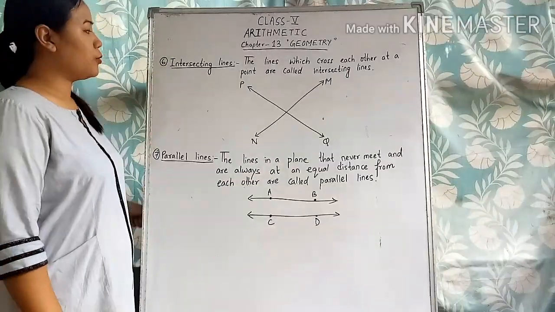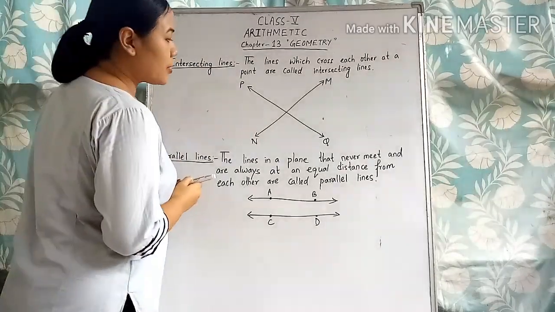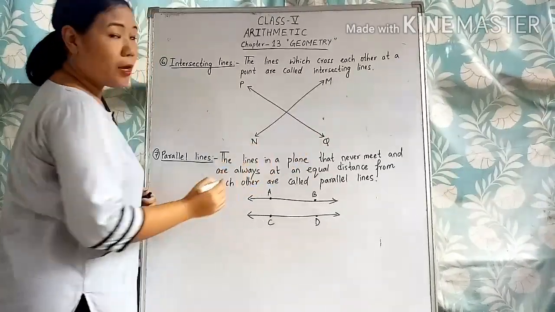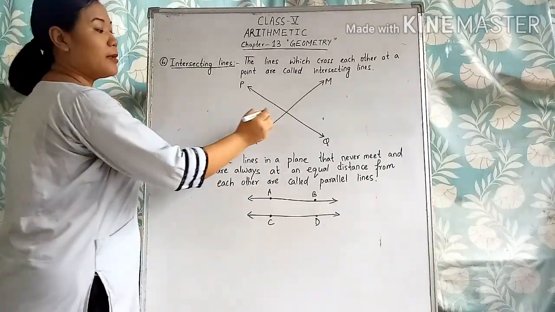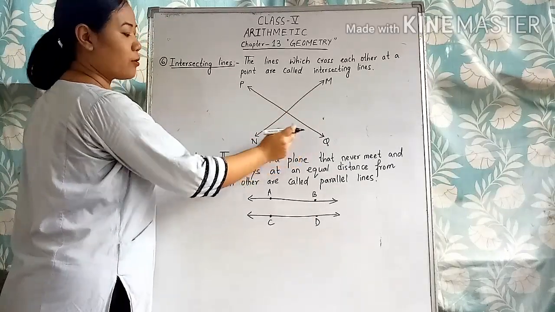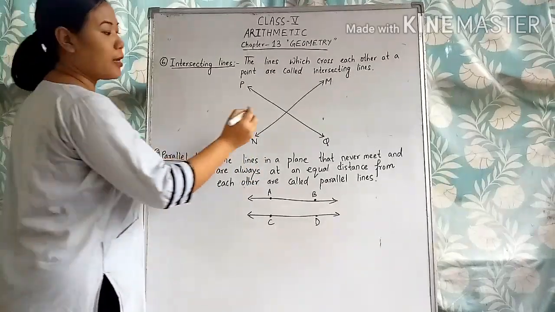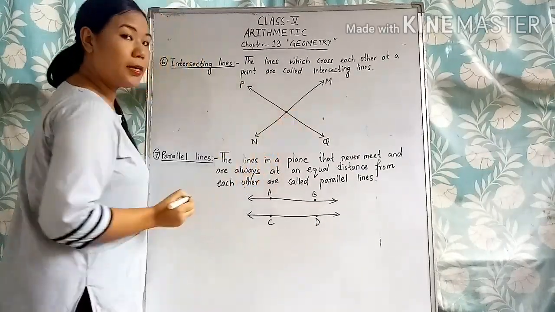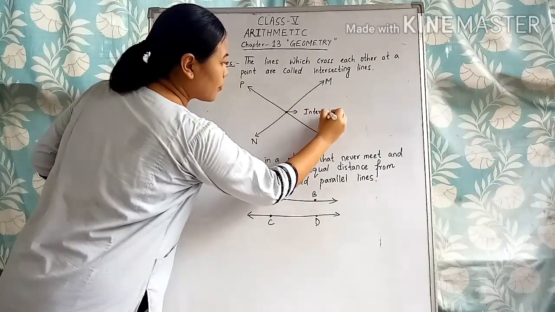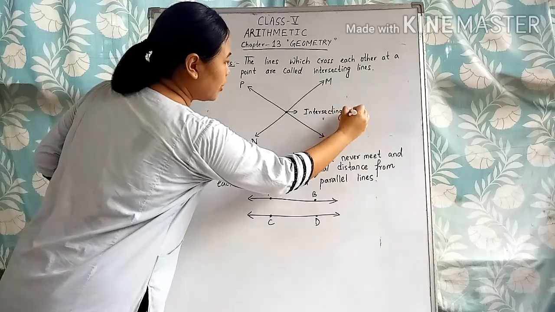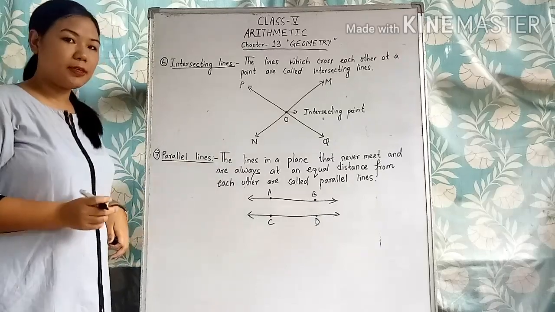Now the next point you need to understand is intersecting lines. Now what are intersecting lines? You can see here I have drawn two lines. Now when these two lines cross each other at one point, these lines are called intersecting lines, okay. So the lines PQ and NM are intersecting lines, and the point at which these two lines intersect is known as the intersecting point, okay.